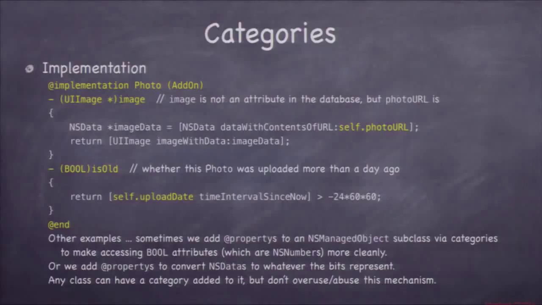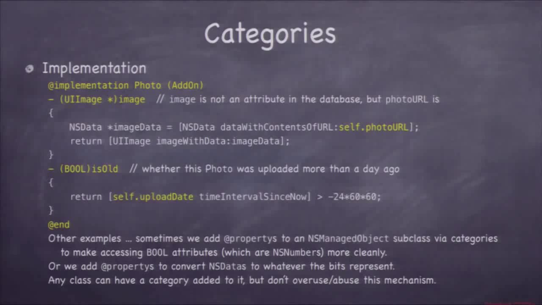That actually would probably be NSURL from string, self.photoURL string, because we can't put URLs directly in the database. But anyway, then it would return UIImage imageWithData, and return the image. Okay? So no instance variables there. It's not using instance variables. Same thing with isOld. Might say self.uploadDate time interval since now is greater than a day ago.